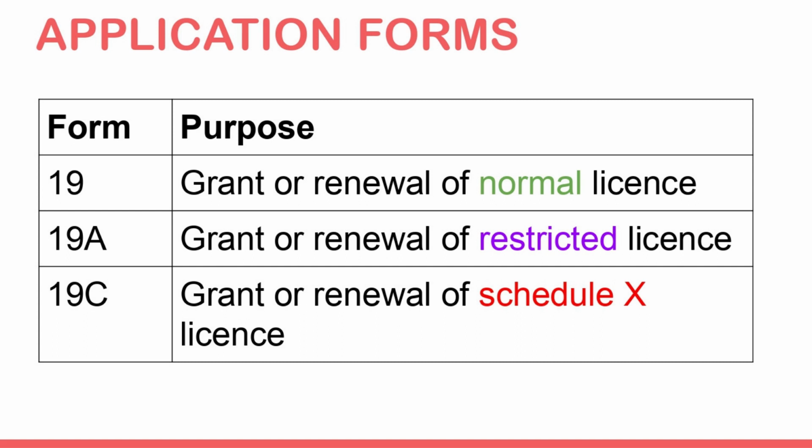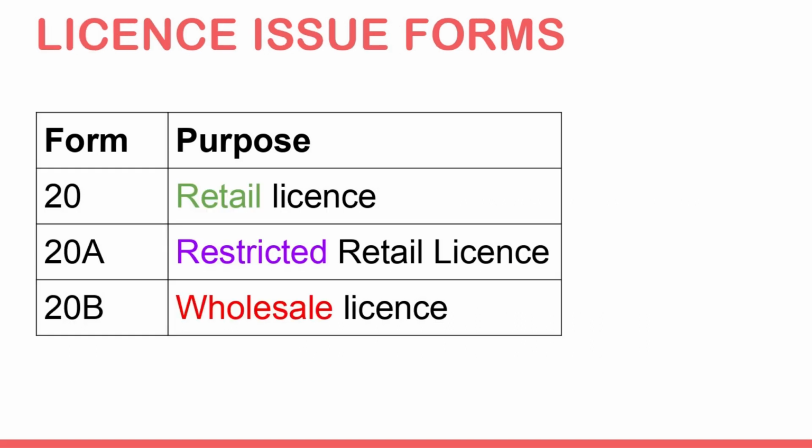The number 19 is related to applications. If it is simply 19, that is related to license application for normal drugs. If it is 19A, it is related to license applications for restricted drugs. You connect the letter A with the restricted license. And if it is 19C, it is the license application for Schedule X drugs. You connect the letter C with the Schedule X.